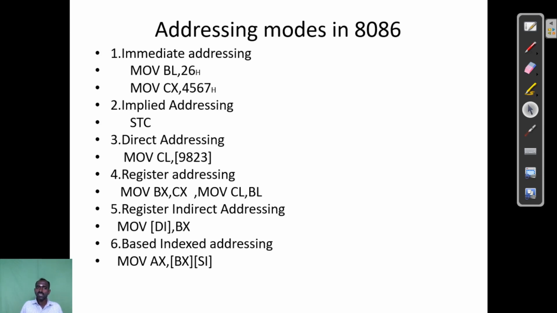Another example, MOV CX, 4567. So 4567 is 16-bit data. So what is the immediate addressing mode? Immediate addressing means the data is specified in the instruction. The data will be part of the program. So it is immediate addressing.